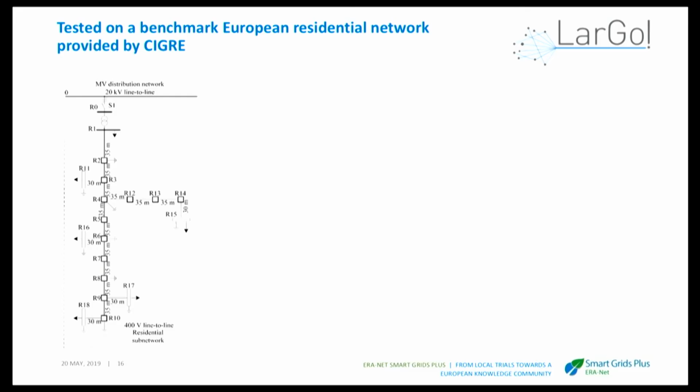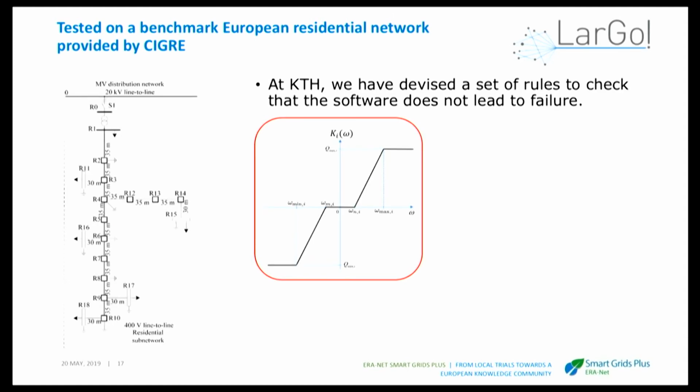We have tested this on a benchmark by the CIGRE Task Force. What I've shown here is a European residential network, whereby you have different households. All these are loads here. We have R17 and R15, which are households. And this can be rewritten in the particular framework setup that we had before. And at KTH, we have devised a set of rules to check that the software does not lead to failure, as I have explained a while ago.